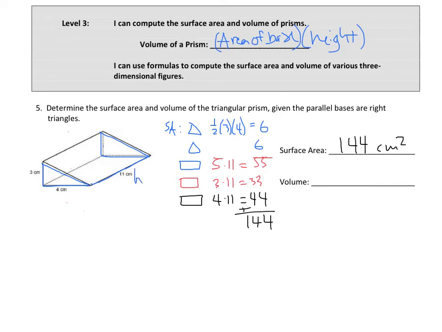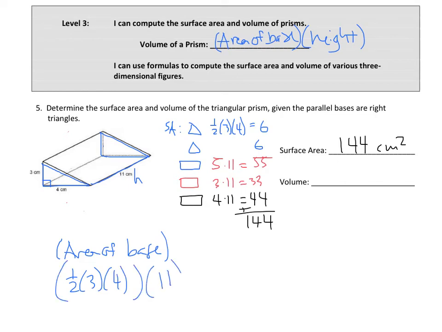So for the area of the base, we're finding the area of that triangle, which is 1/2. We said that this was a right angle, so 1/2 times 3 times 4. And then the height of the figure is 11. So that came out to 6 times 11, which is 66. So 66, and volume is always cubic centimeters.